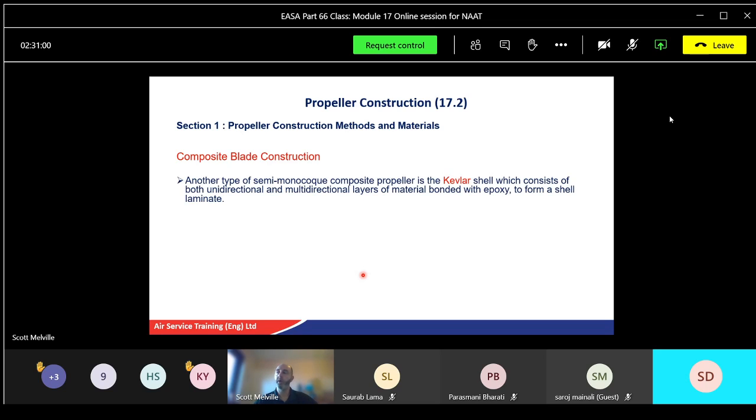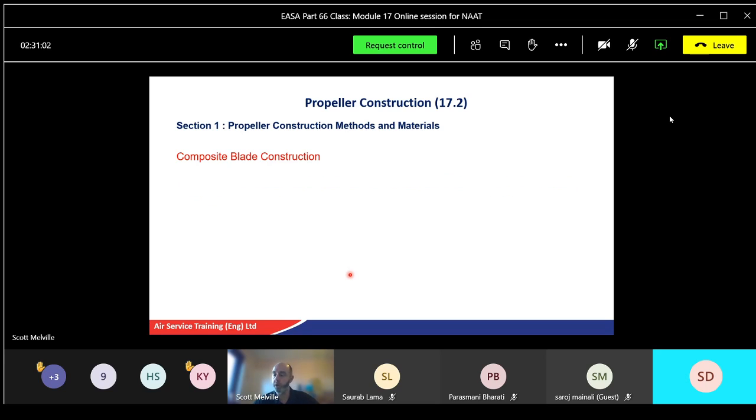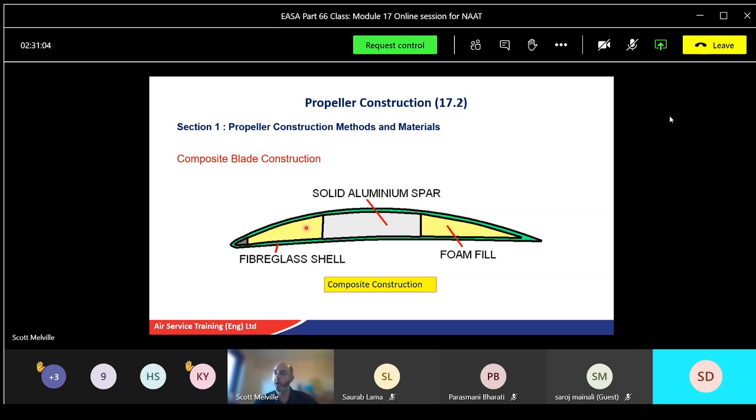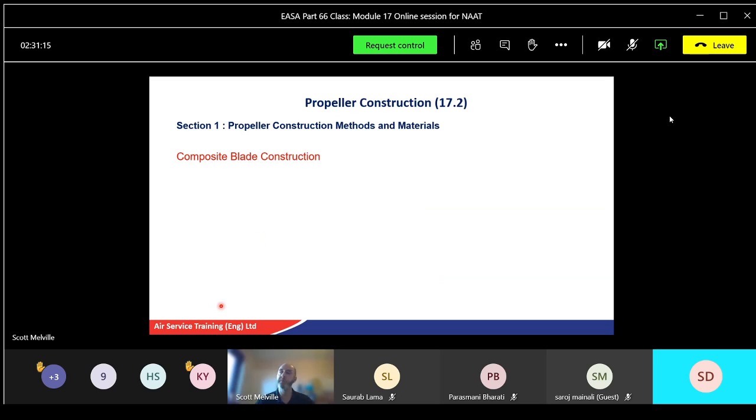Another type. Now we'll go back to that one. So we call it a monocoque type construction because you've got a strengthening point here, strengthening point there because of the spar, then a space. Then by purely the fact that they've got a shell around there, we call it a monocoque. It's not a solid construction, a monocoque construction.